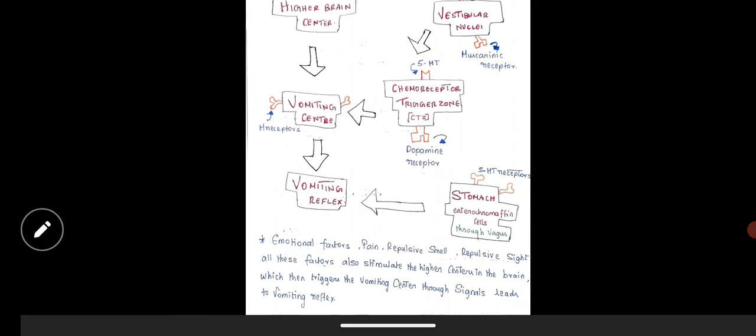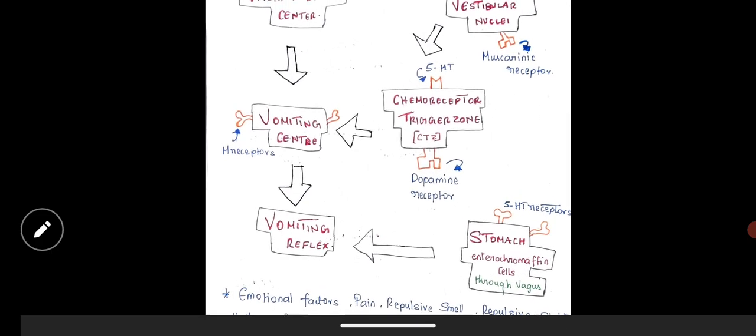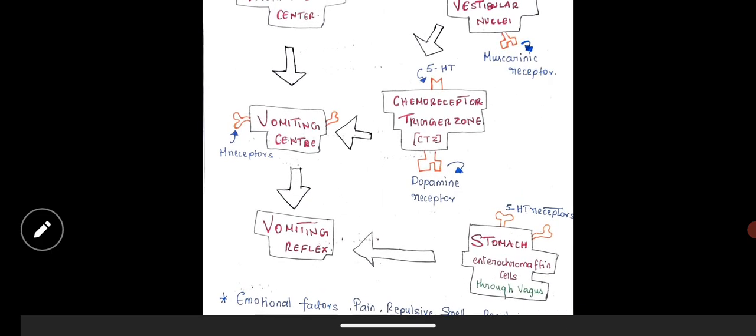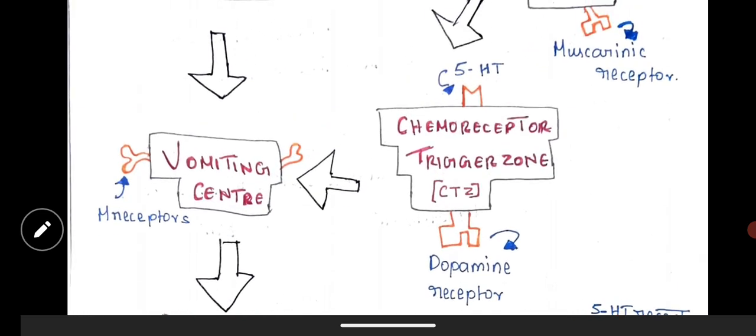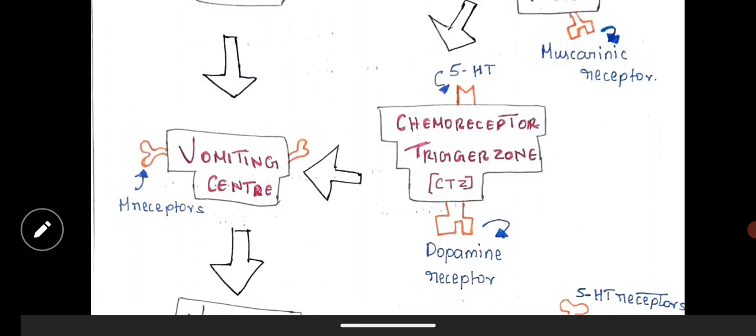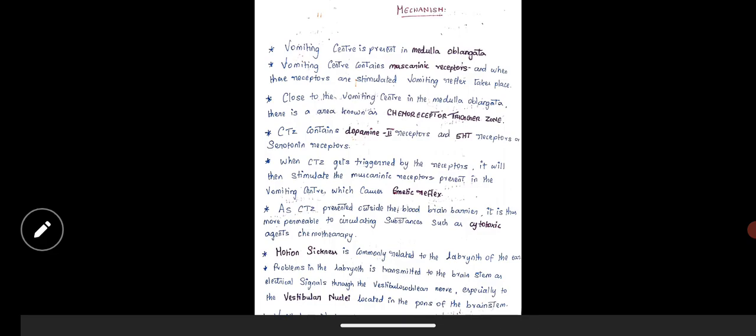Near the vomiting center, there is a trigger zone named the chemoreceptor trigger zone. This zone contains 5-HT, or 5-hydroxytryptamine, receptors and dopamine receptors. Okay, so this chemoreceptor trigger zone is present outside the blood-brain barrier. So the cytotoxic agents can easily permeate to this chemoreceptor trigger zone.